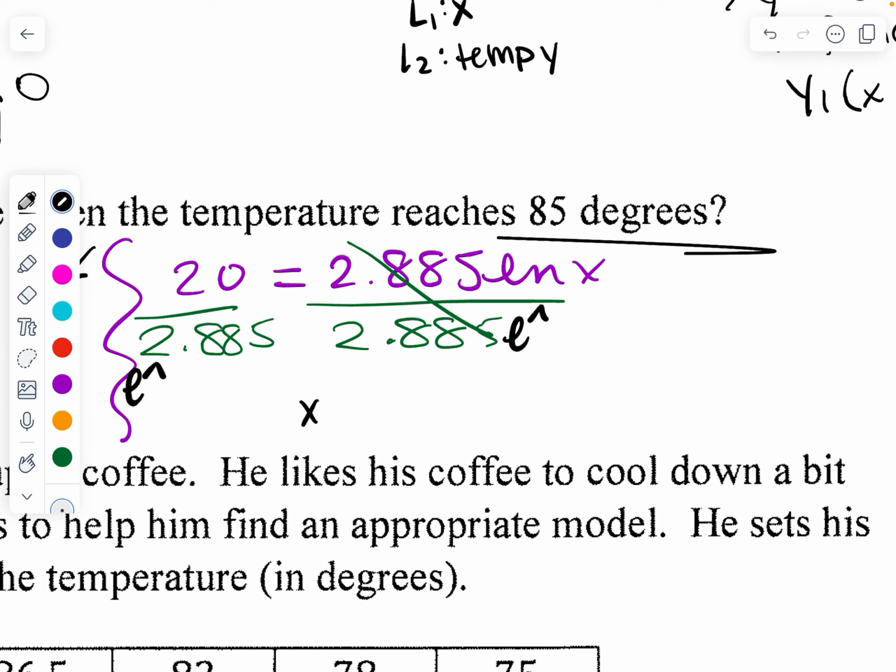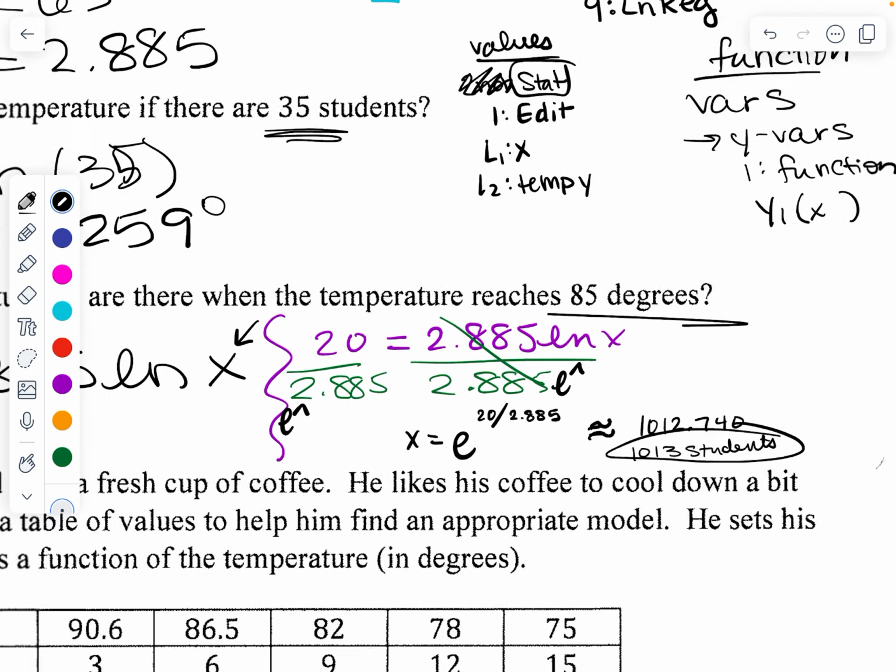Plug that into your calculator, round it to the nearest third decimal place, and we get 1012.740. Remember to always round it at the very end. Don't round it before you get to the end of the equation. So that's approximately 1,113 students. The good news is you can't really fit that number of students into a classroom, so you don't have to really worry about the classroom getting to 85 degrees.